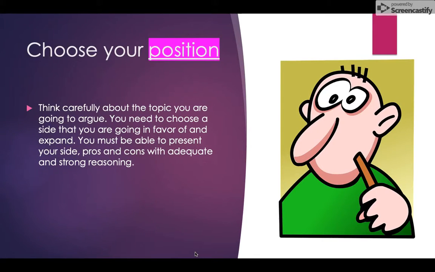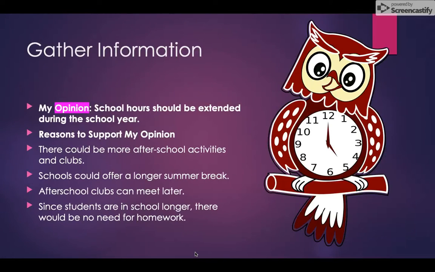So, the first thing you have to do is choose your position. Now, you have to think carefully about the topic you are going to argue. You need to choose the side that you are going in favor of and expand. You must be able to present your side, pros and cons, with adequate and strong reasoning. Once you have chosen your side, you will begin gathering information. Now remember, in a persuasive piece, you need to have evidence or reasons to support your opinion.